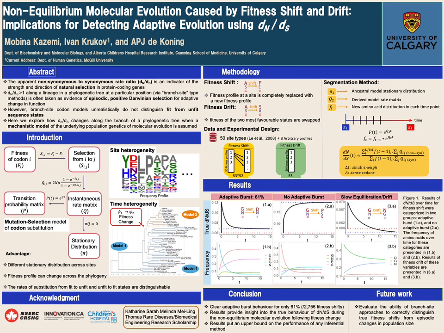Today's presentation is about non-equilibrium molecular evolution caused by fitness shift and drift, and how to use dN/dS methods to detect adaptive evolution. Finding a mechanistic molecular basis for adaptive changes in function has always been interesting for evolutionary biologists, and since around 1960 they have addressed this question through different approaches and models.